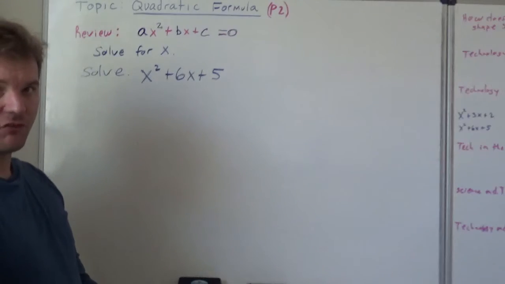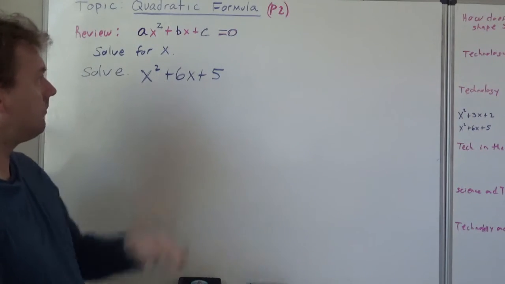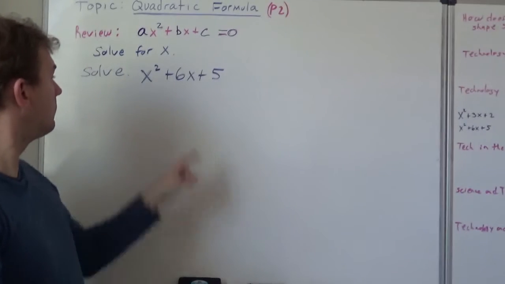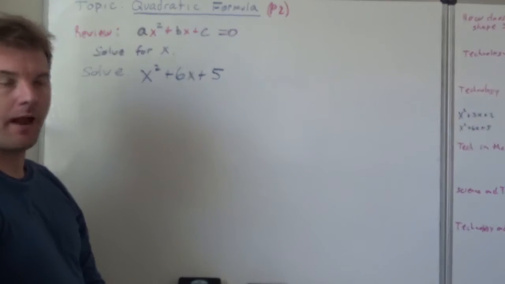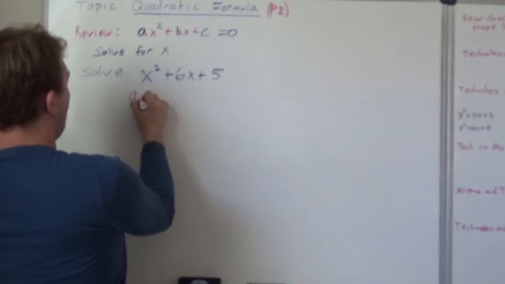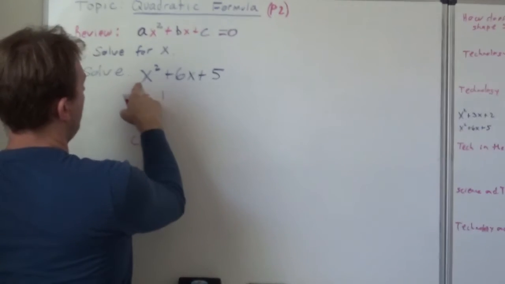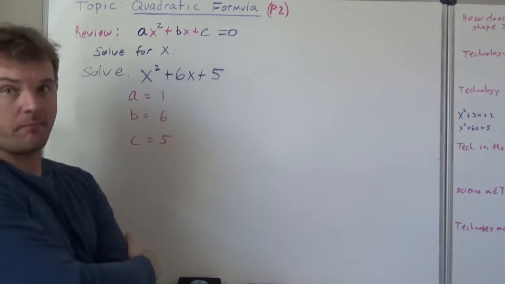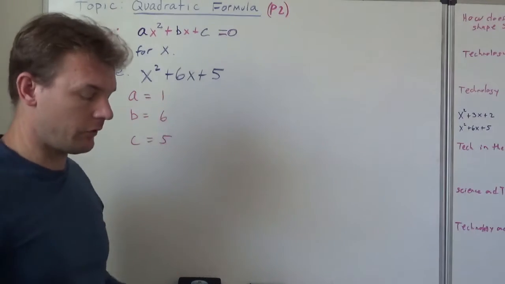Okay. So first thing, is it quadratic? Yep. Is it descending order? Yep. Where's A and B at? A is 1, B is 6, C is 5. Right? Solve. Use the formula.